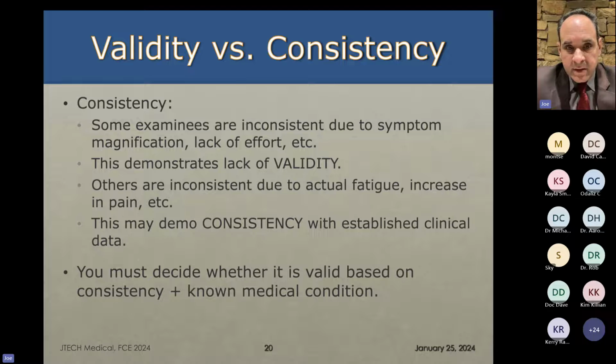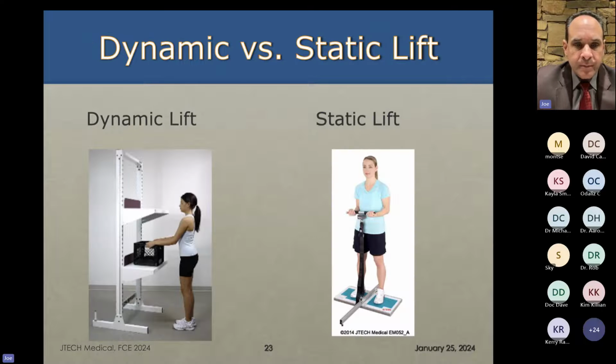So again, someone may start showing inconsistency, especially as the test goes on, and we want to make sure we're not saying they're falsely giving some maximal effort, but that must be documented objectively.